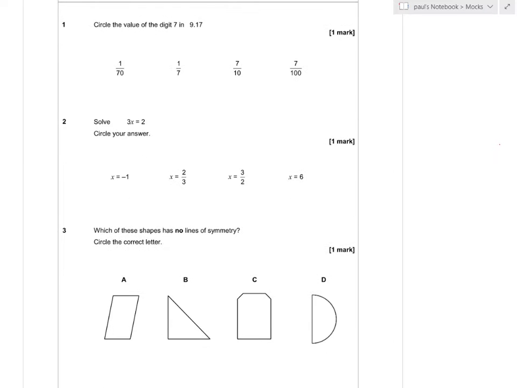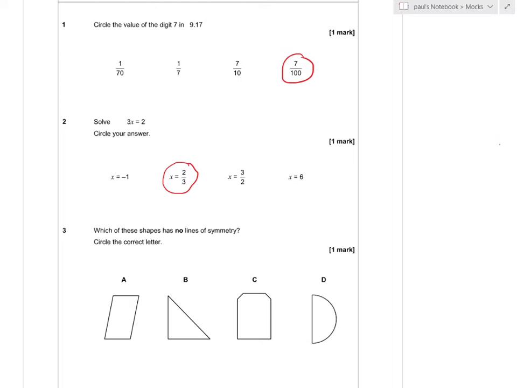Number 1, circle the value of the digit 7 in 9.17. Is it not a tenth? It's 100, so it's 7 hundredths. Number 2, 3x equals 2, therefore x equals 2 divided by 3.